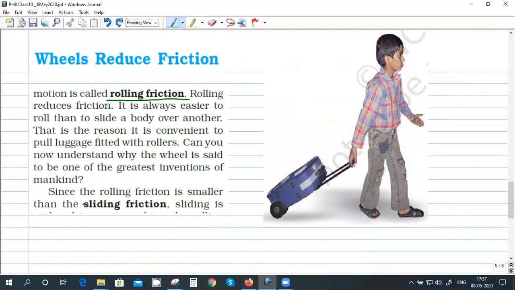And that's what is happening here. This person is putting the luggage, and here are the wheels. Right? And why do you think rolling friction is less than the sliding friction? Everyone says that, but you have to understand why that is true.